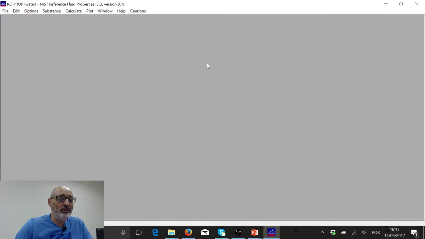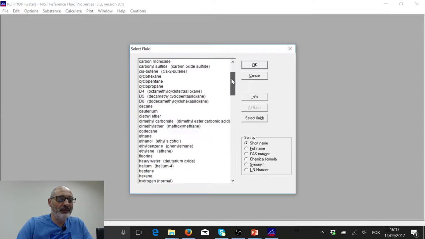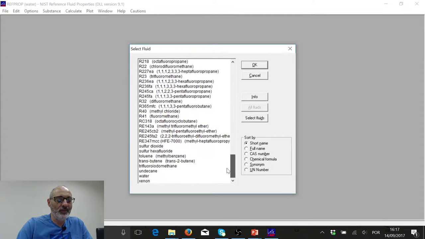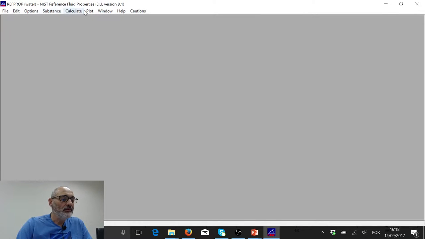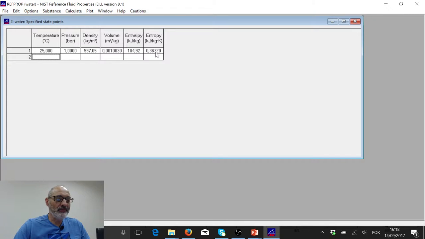When you use software like this, the first thing is you choose your substance. Let's say pure fluids, you have a lot of different fluids that can work as a working fluid. We're going to use water, okay? And I want to know the enthalpy and the entropy of water at 1 bar, 25 degrees. Enter, so you have entropy, enthalpy, and many other thermodynamic properties. I'm not showing you all.